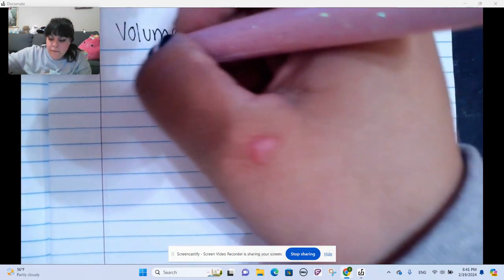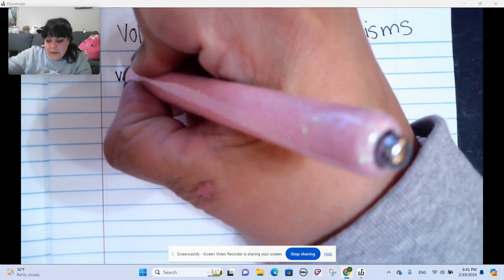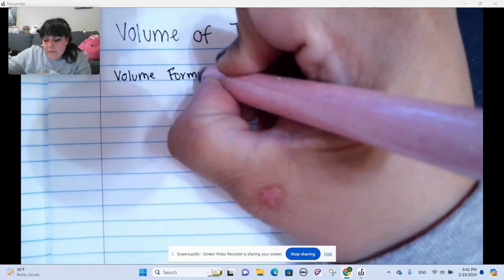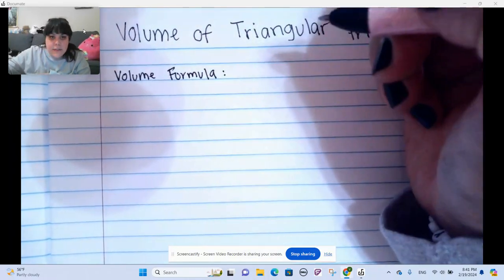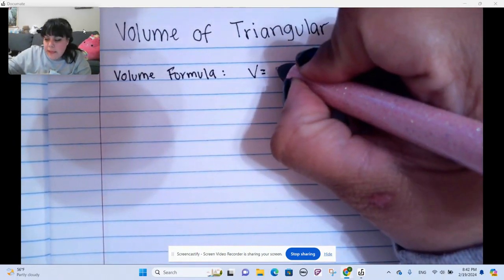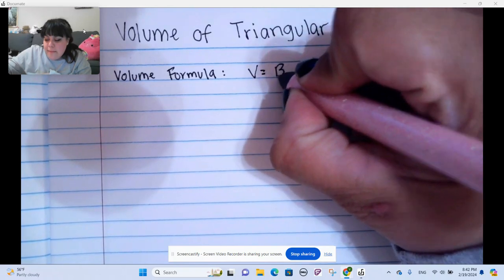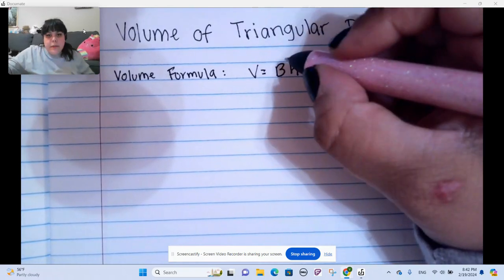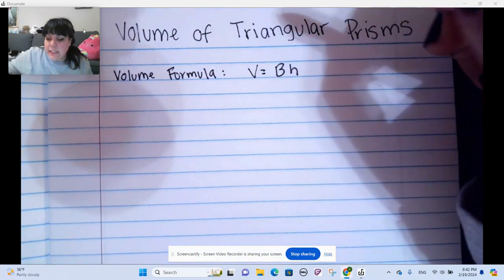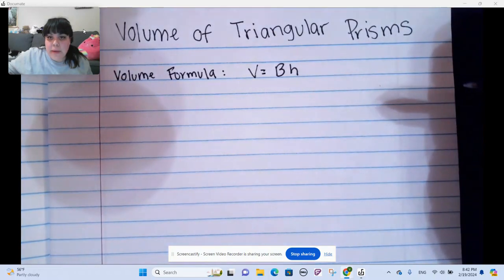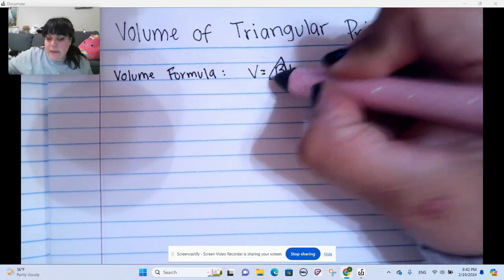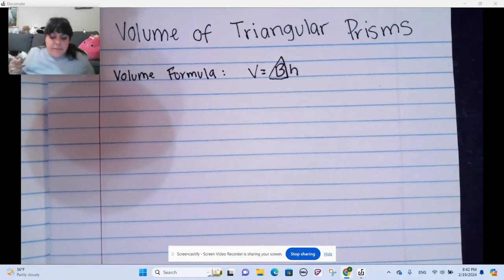So I'm gonna write my formula. Now I'm gonna put volume formula. So my formula is going to be volume equals, because we're looking for volume. And we're going to write a big B and an H. So this big B, that's the area of the base. Since we're working with triangular prisms, our base is going to be a triangle. So I'm going to put a little triangle over my base.